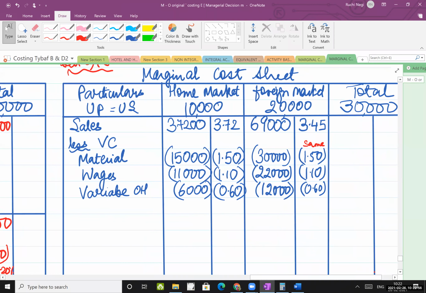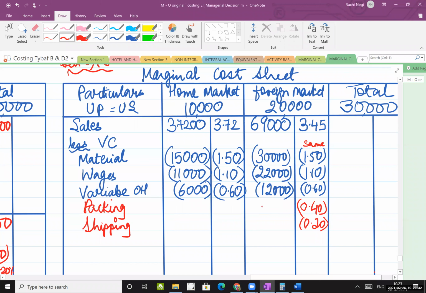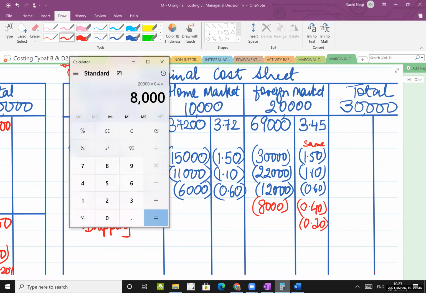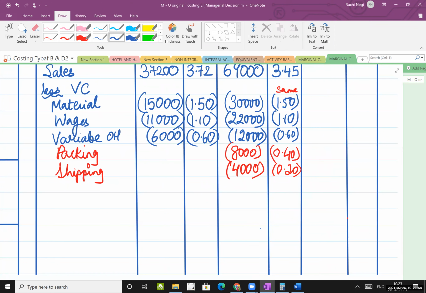Plus, what did they tell? That two new costs are there. Kaun se wale? Packing and shipping. What is the amount? 40 paisa and 20 paisa. These are the two new costs. So 20,000 into 0.4 is 8,000. And 20,000 into 0.1, sorry, 0.2 is 4,000. Solve this. Now you will get your contribution.